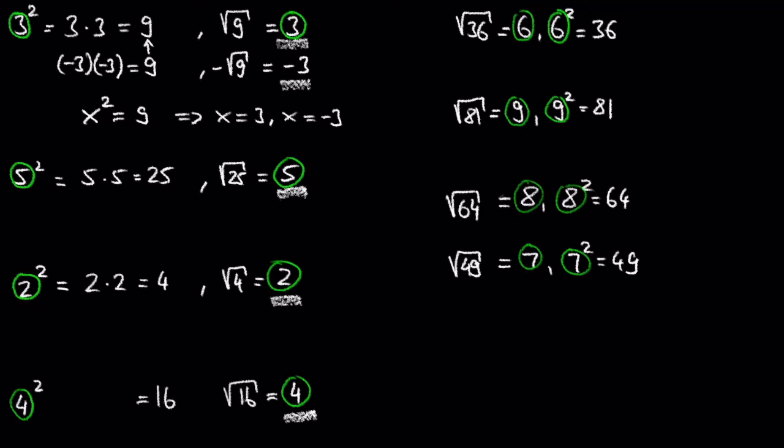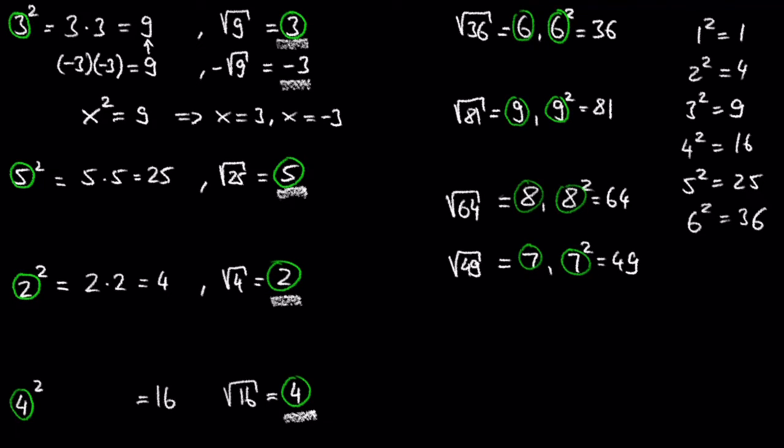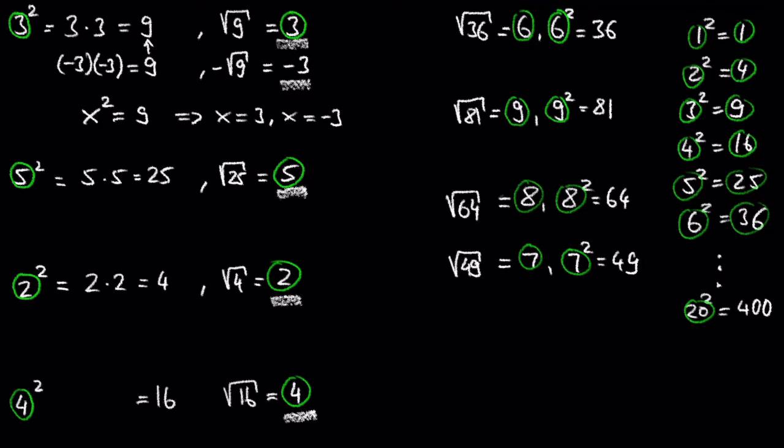I highly recommend memorizing the first 20 perfect squares, which are 1, 4, 9, 16, 25, 36, and so on up to 400, because these are important to know when it comes to square roots.